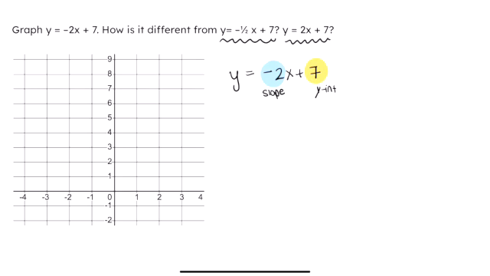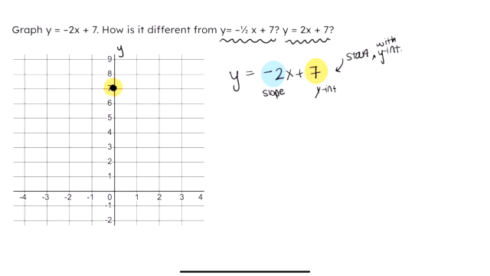So when you're graphing, I always like to start with the y-intercept, because that's a point that you know is going to be on your graph. So I'm going to go to my y-axis and I'm going to plot the point 0, 7 right here.